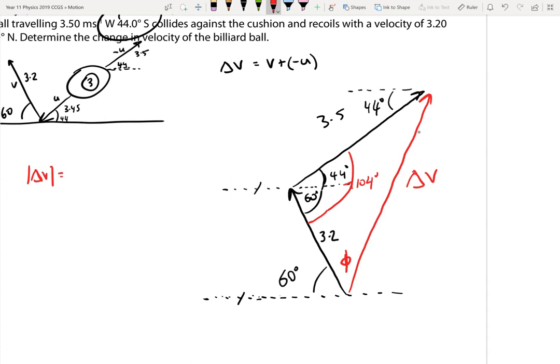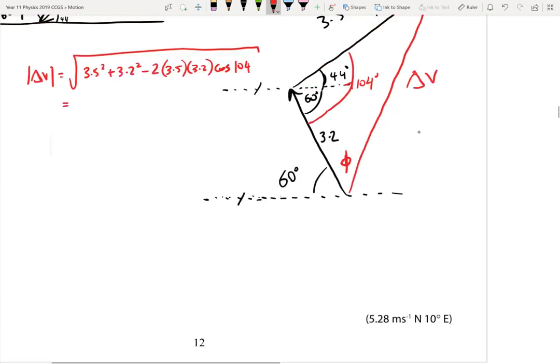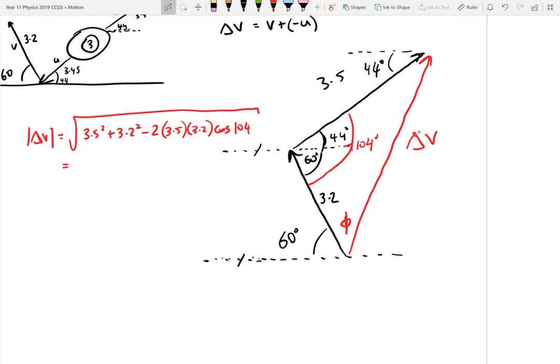So what do we got? The square root of a squared plus b squared minus, what is it, 2ab cos C. Look at that, we've got cos C as that. And I'm hoping that your calculator spits out 5.28. It does.